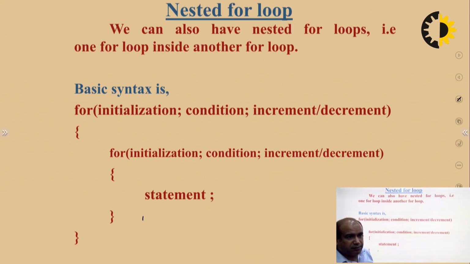Most important thing, this nested for loop will be used in many programs like pattern drawing, two-dimensional arrays, as well as sorting and searching. So we will use these things. One important thing: once the first loop is executed one time, the inner loop will be executed n times. Again, the increment or decrement is going to be executed n times. So that is the most important crux of the nested for loop.